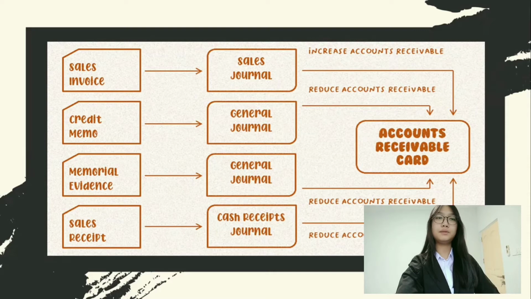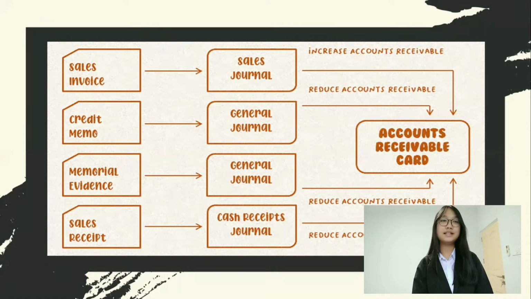Next, if you have a memorial evidence, it will be recorded in the general journal too, and it also will reduce account receivable on the account receivable card. And the last, if you have the sales receipt, it will be recorded in the cash receipt journal, and it will reduce account receivable on the account receivable card.